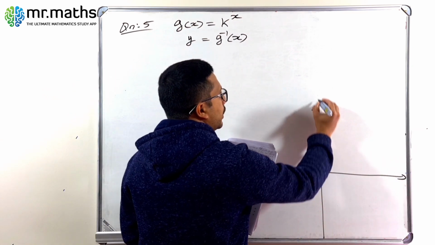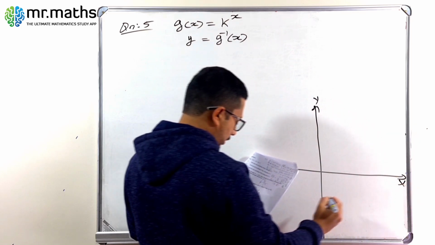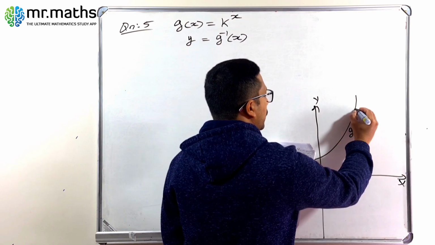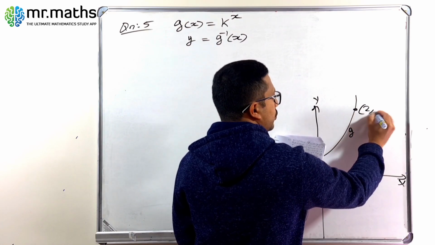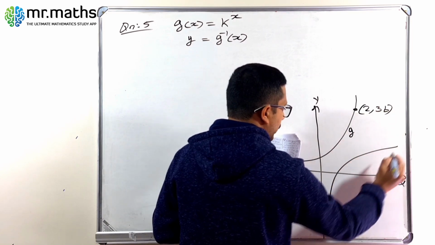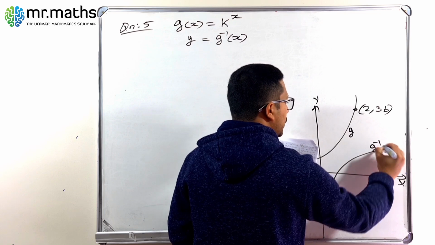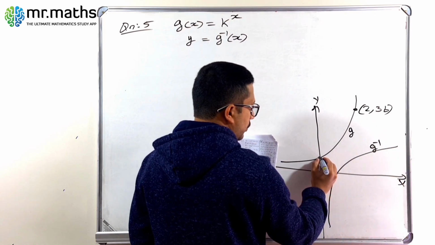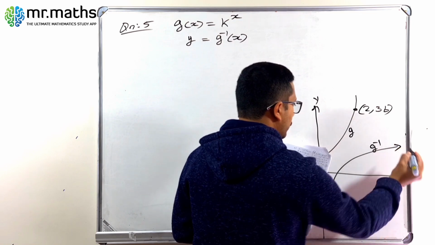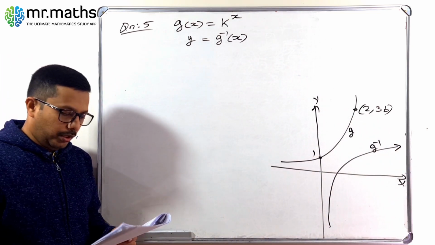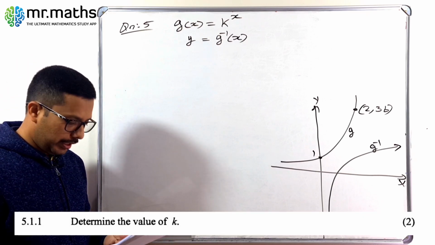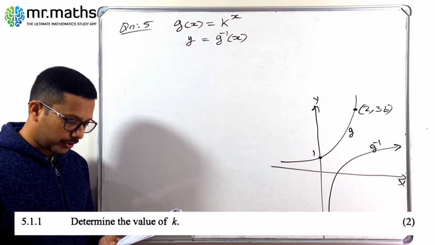This is the x and y axis, and there is a graph going like this, and that is the g of x graph, and there is a point here, (2, 36). There is an inverse graph like this, and that is the g inverse graph. So this point is 1. Okay, that is g inverse, so it is going to that side. So this is the given graph, and these are the equations given, and based on that we have to answer the following question.